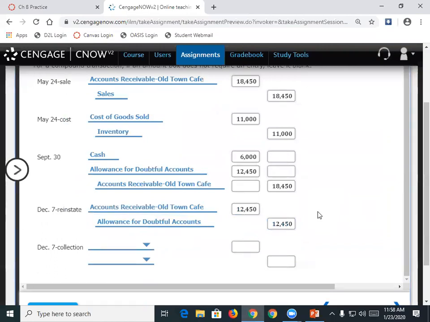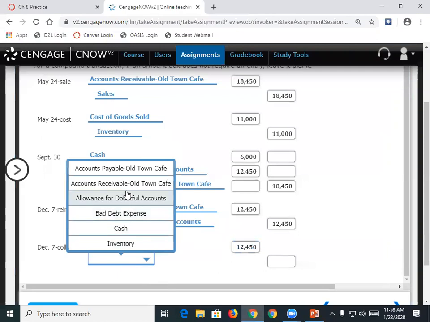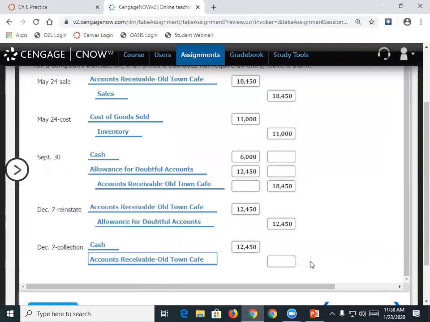Okay. And then we collected on it. Well, collection is the same as always, right? We received cash, and then we credit accounts receivable for Old Town Cafe, $12,450. So the difference is, instead of using the bad debt expense account, we're using allowance for doubtful accounts. Okay. Otherwise, it's really the same structure.